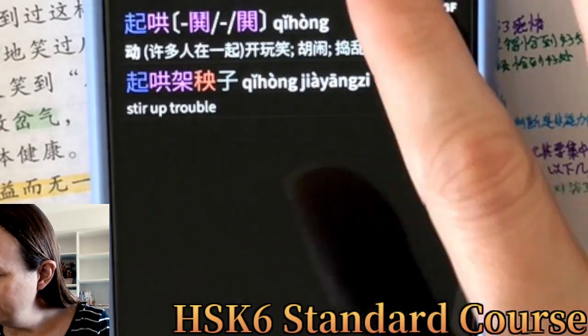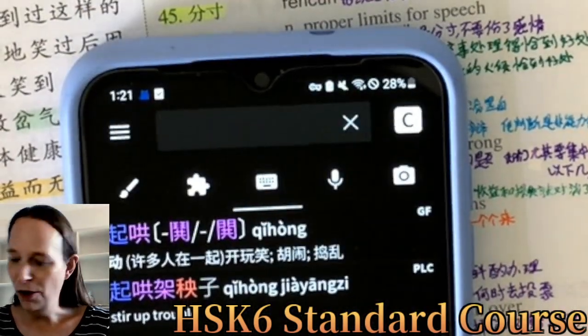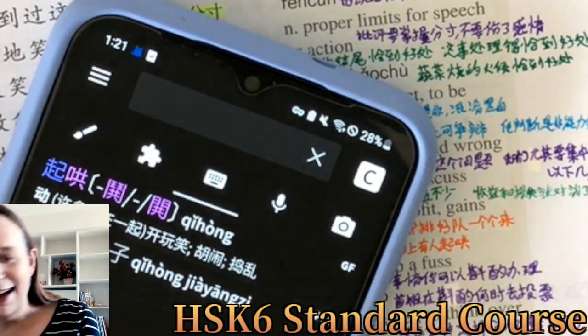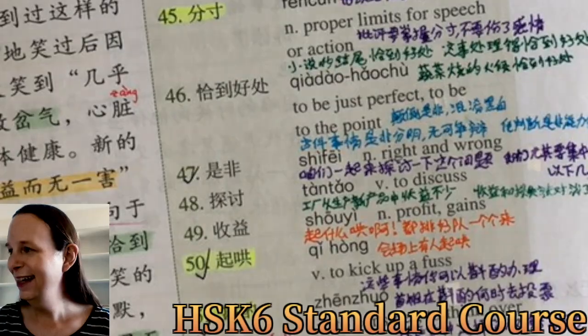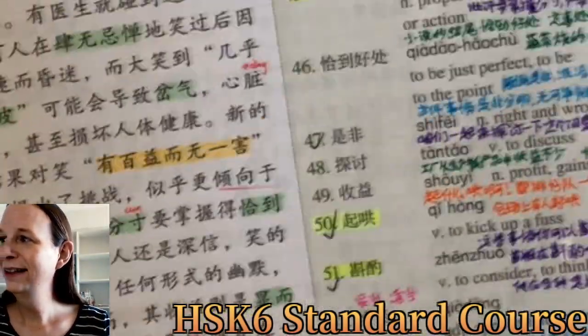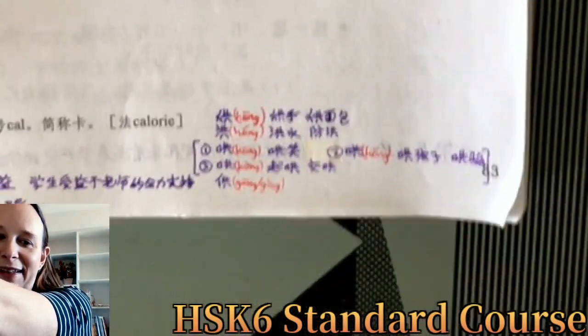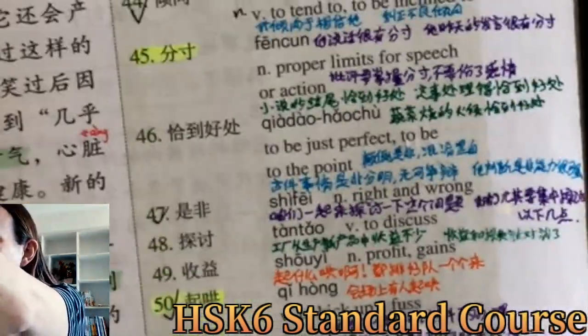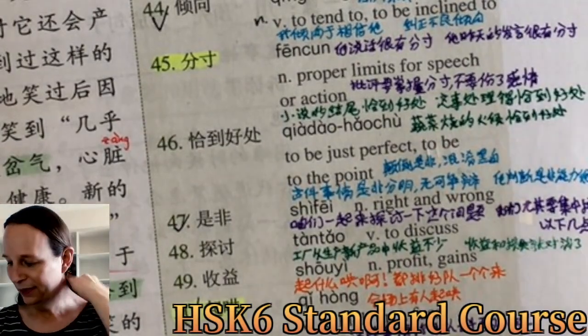So there is another word 哄. Oh, actually, that's why I've done all this. 哄. I can't really show you. I'll do it. I can do this. Can't really balance it. Yeah, that's the problem. I need to get my stand or something.